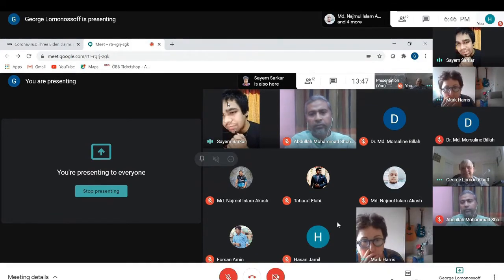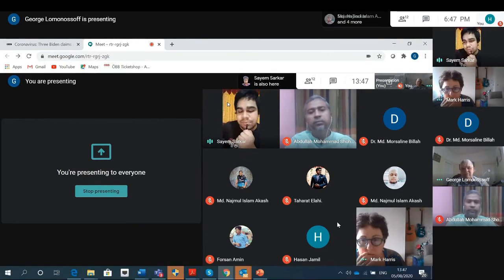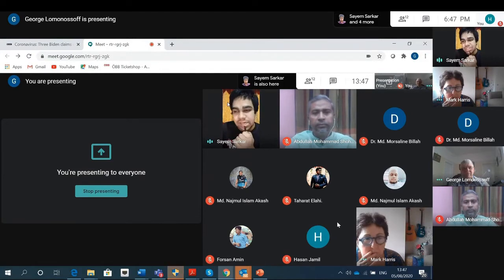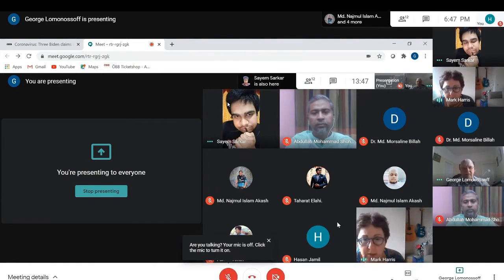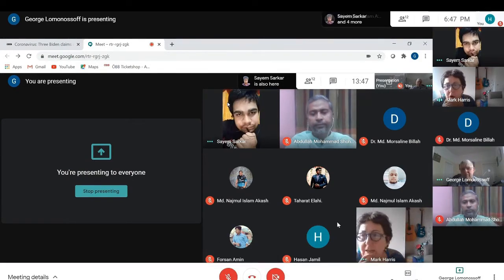If you click present now, you'll be prompted with the options to share from a list of tabs. If you want to share your entire screen, you can do that. But if you don't want to share your entire screen and want to share a tab, you can do that as well. Okay, I've got you're presenting to everyone, stop presenting. Okay, right. So I'm presenting, but you can't see my screen at the moment.